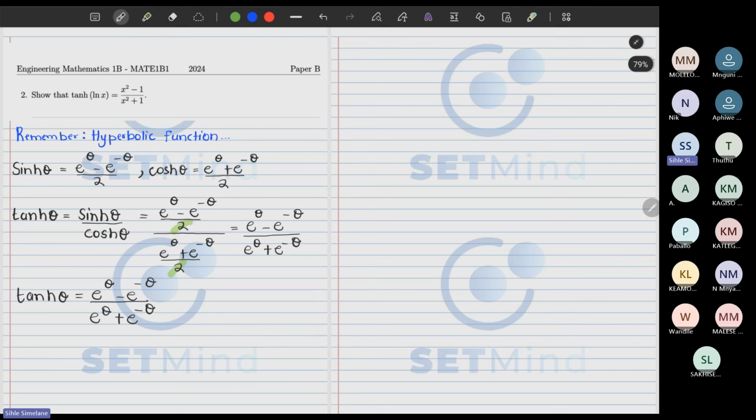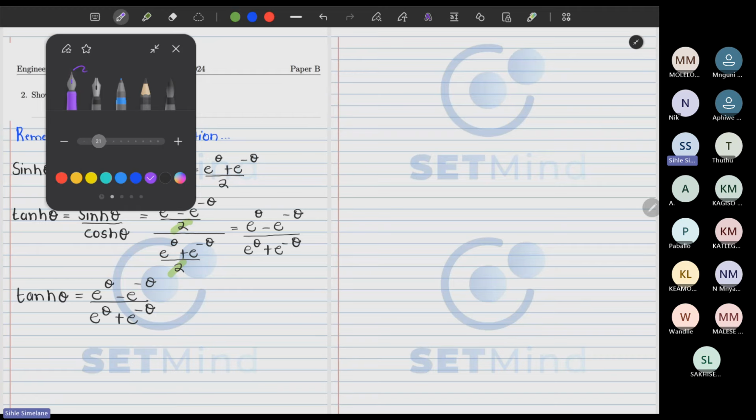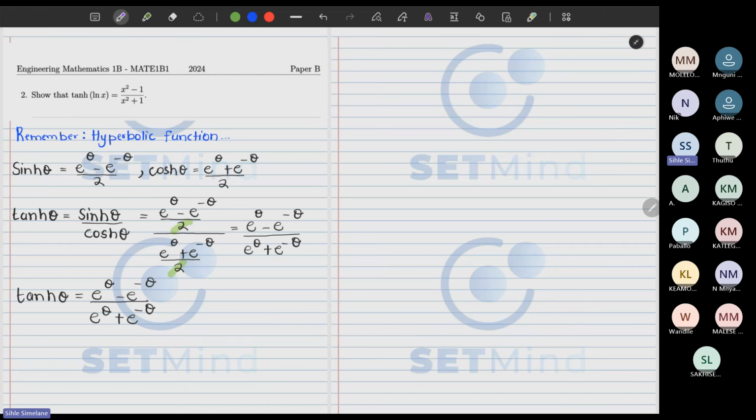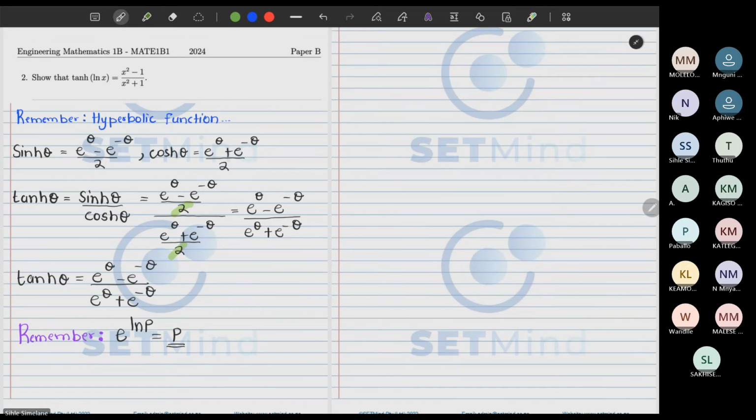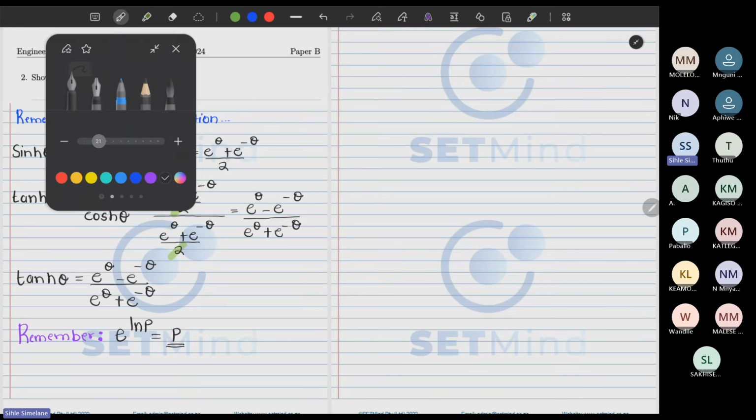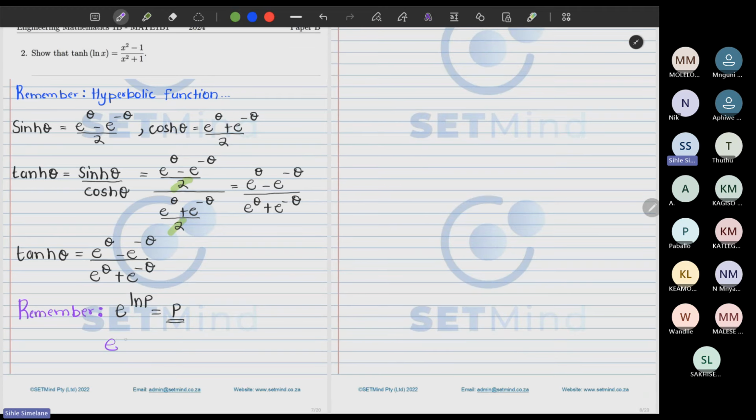Why is this relevant? This is relevant because you need to remember one more thing for you to ace this problem here. What I want you to remember, guys, is that whenever we have e to the ln of anything, let's call it p, the answer becomes p. Isn't it beautiful? So when you have e to the ln of something, the answer becomes whatever the thing is. So if we have e to the ln of u, the answer becomes u.